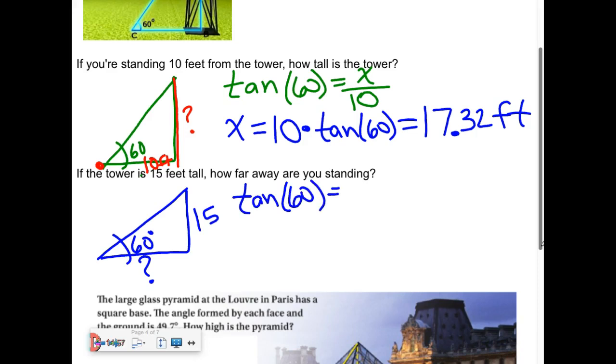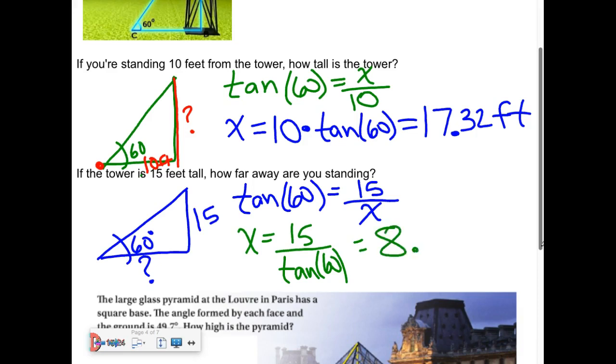We still have 60 degrees. This time though, our information is kind of flipped. So what I'm really going to have is 15 over x. Now again, since x is on the bottom, that means we're actually going to divide. So I'm going to say x equals, and we're going to have 15 over tangent 60. Okay. So grab our calculators, divide, and we are going to get 8.66 feet.